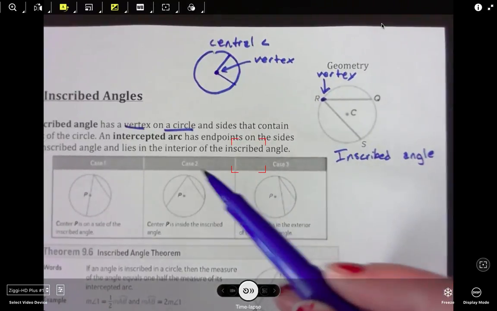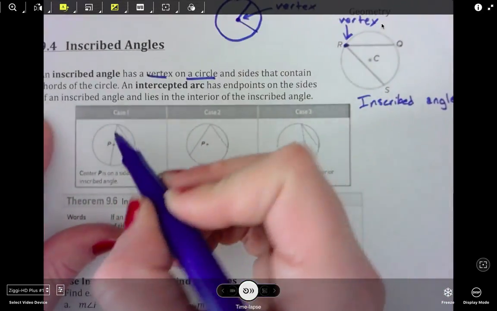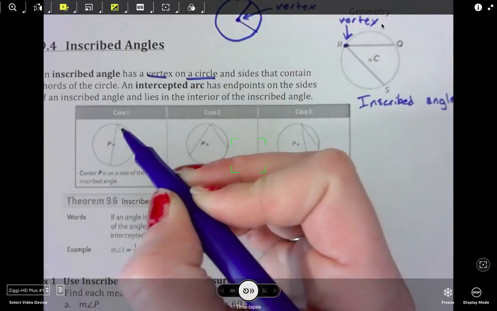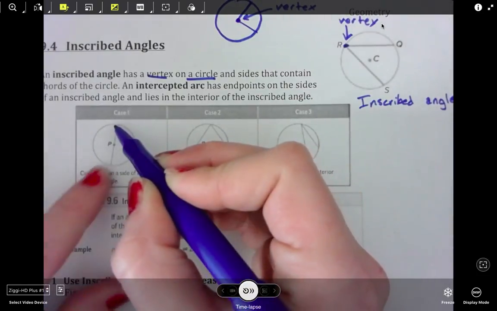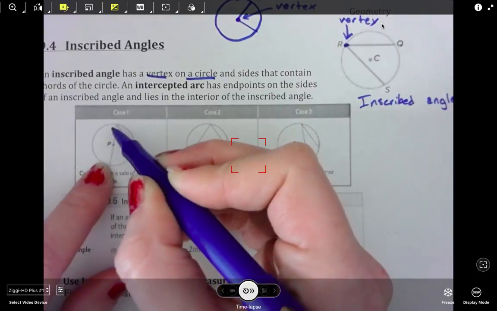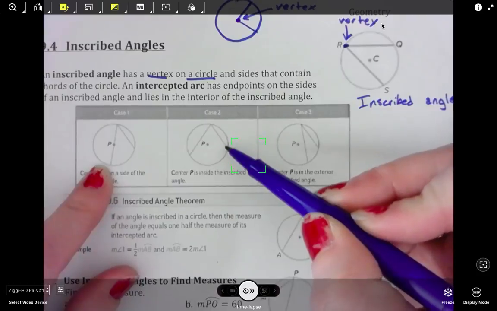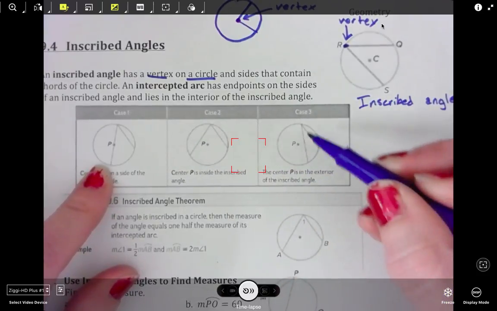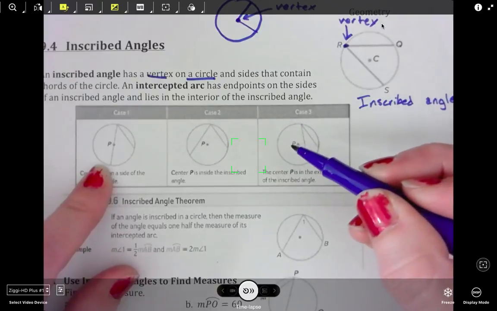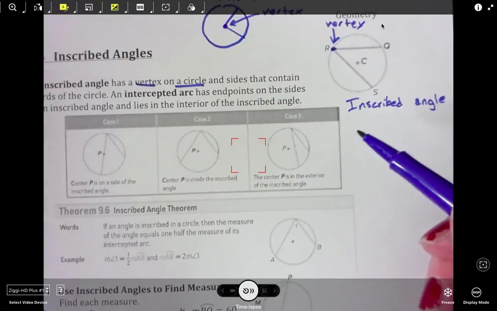Okay. Now there's three different ways that an inscribed angle can look. You can have one of the sides of the angle actually going through the center. So like this side of the inscribed angle would be like the diameter. You could have the angle going around the center, or you can have it going on the opposite side of the center. Okay, so not even touching that center there. Those are three different ways that you can have inscribed angles.